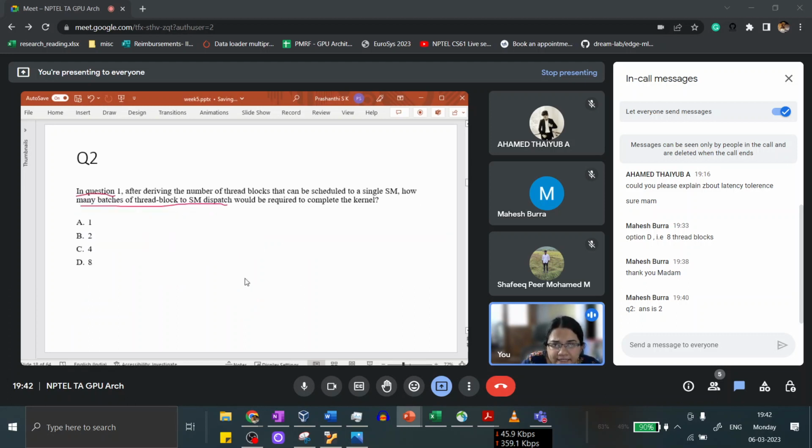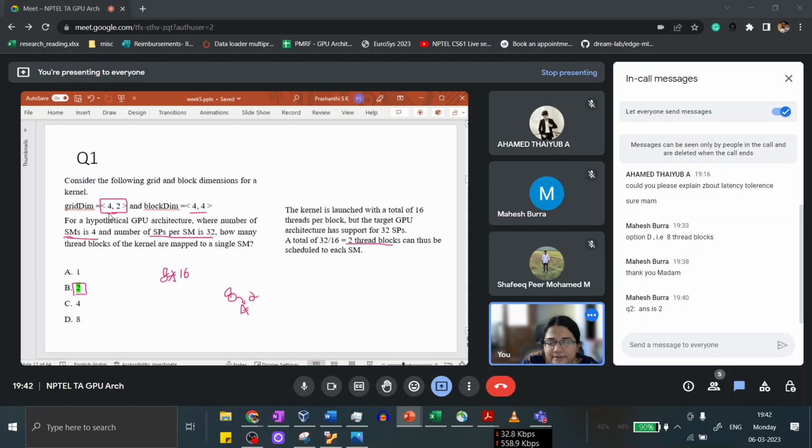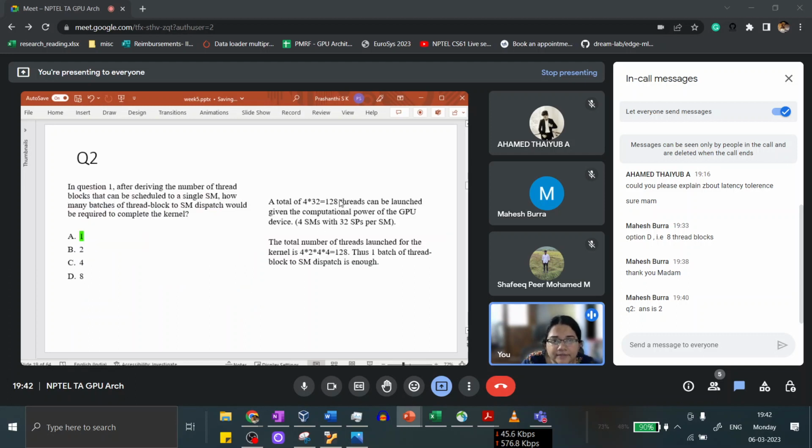So would you need another batch of dispatch? That's the question. One way to calculate this is to look at the total number of threads that is needed for this problem, right? So you get that by multiplying 4 into 2, 8 into 16, which comes out to be 128, right? This is the total number of threads to be launched for that kernel.